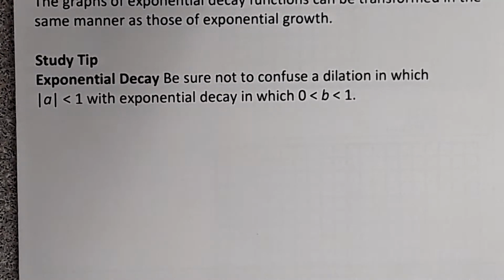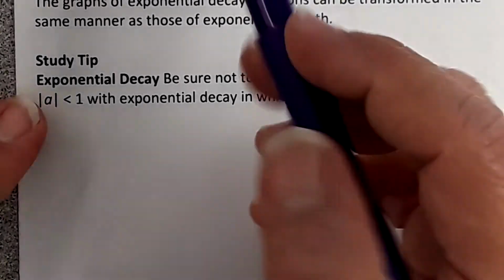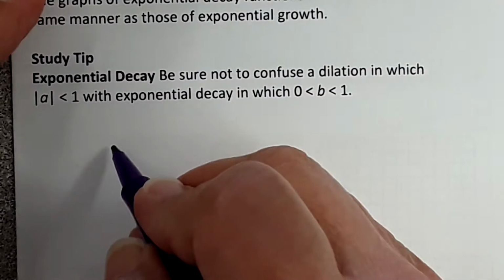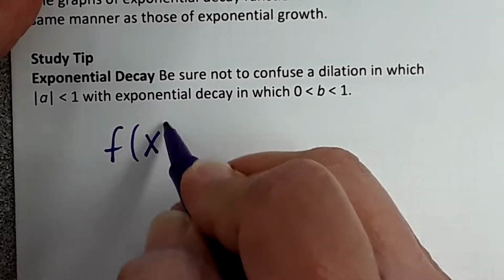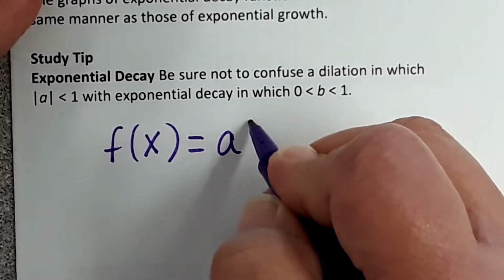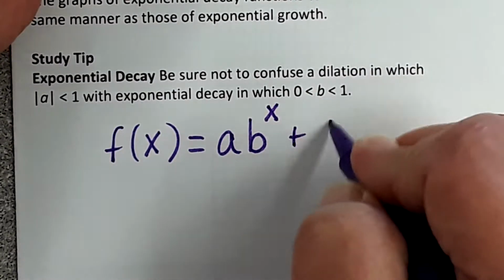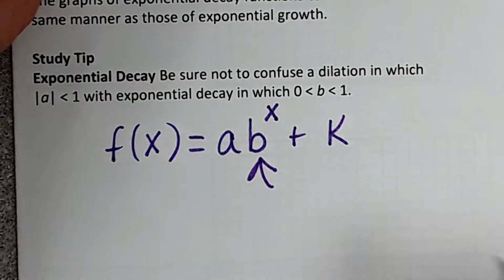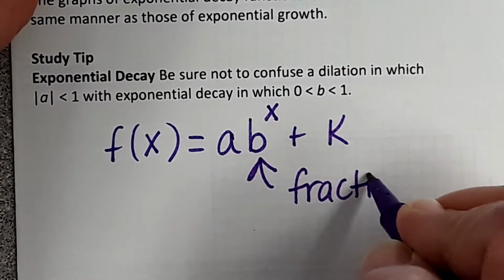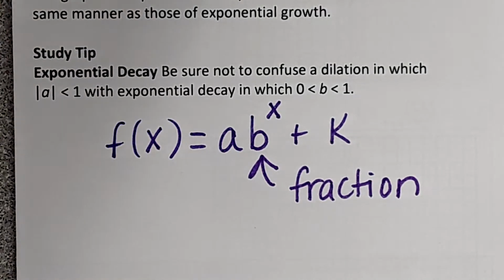Okay, so now what we're going to concentrate on, so that was growth. Yesterday was growth. Now what we're going to concentrate on is decay. And this time, decay is when our B is a fraction. It doesn't matter what A is. A just transforms. It's when the B is a fraction, when B is between 0 and 1, okay? That is when it's going to be a decay.